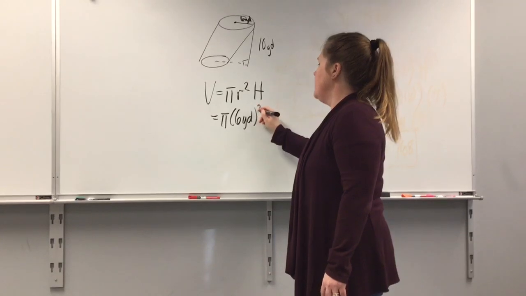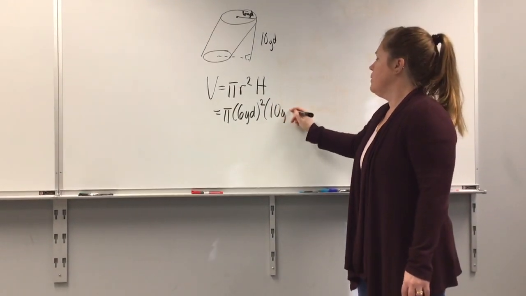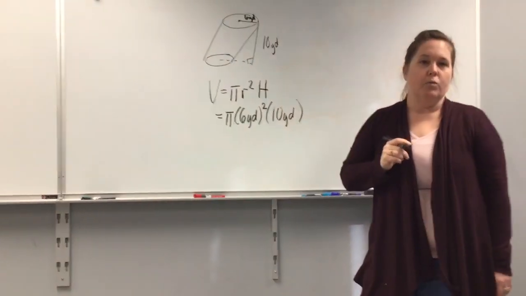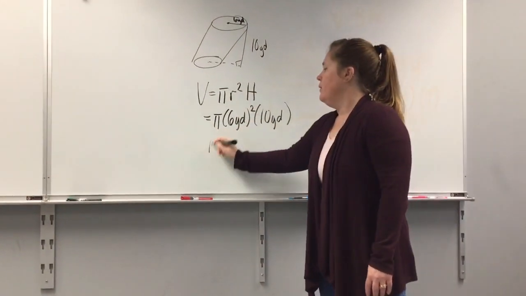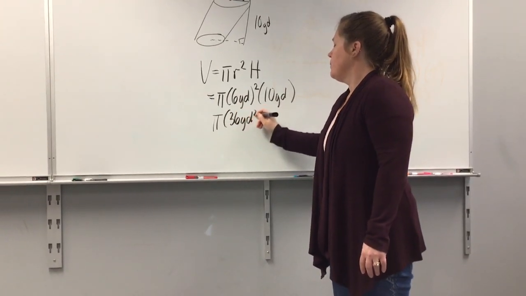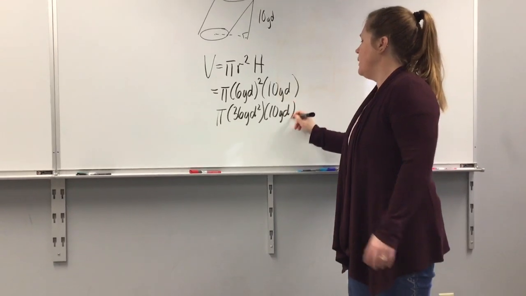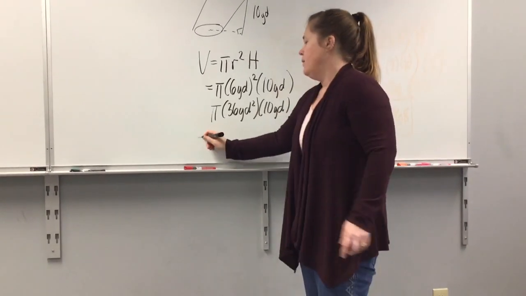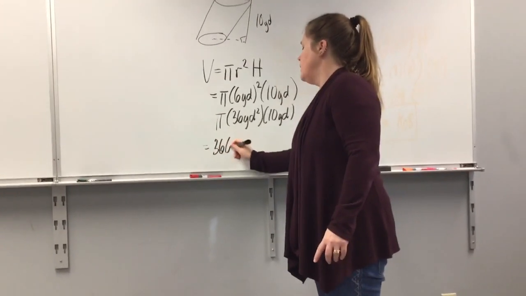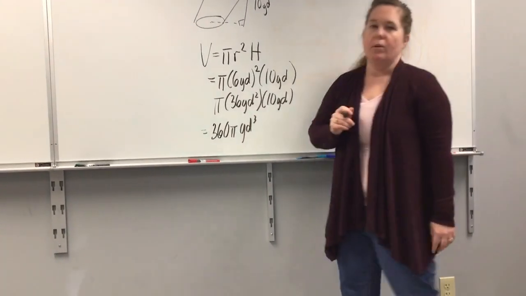So we put in our 6. We put in our 10 for our height. And then all we have to do is multiply it out. 6 squared is 36. 10 stays the 10. We multiply that together. 36 times 10 is going to be 360 times pi. And then we have our units of cubic yards.